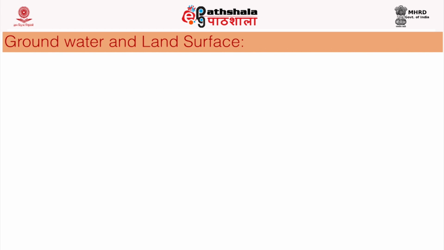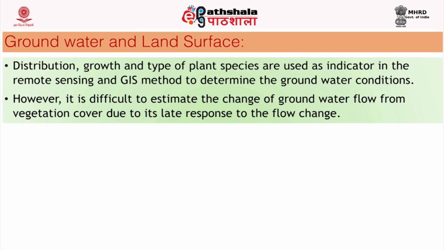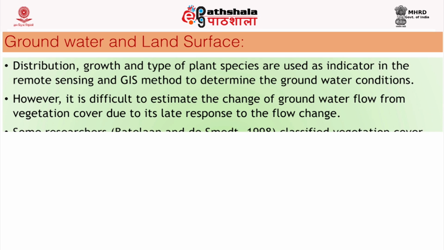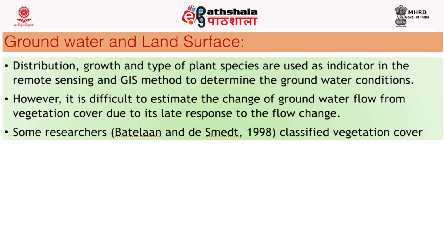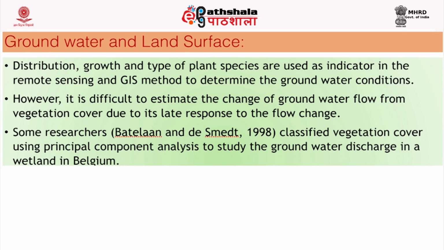Groundwater and land surface continued. Distribution, growth and type of plant species are used as an indicator in the remote sensing and GIS method to determine the groundwater conditions. However, it is difficult to estimate the change of groundwater flow from vegetation cover due to its late response to the flow change.